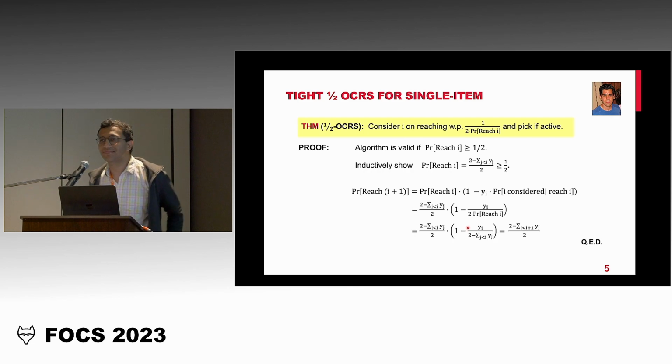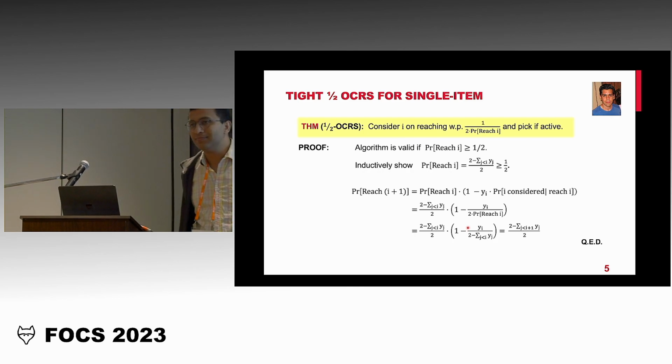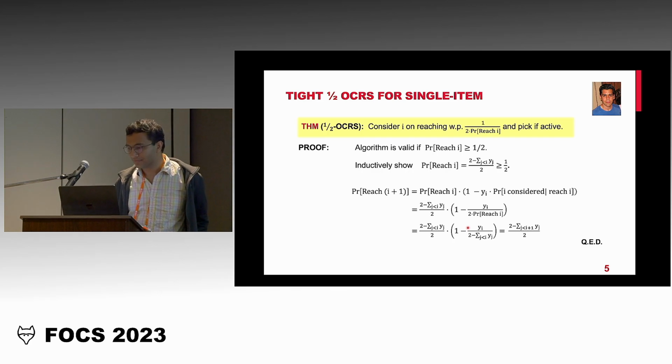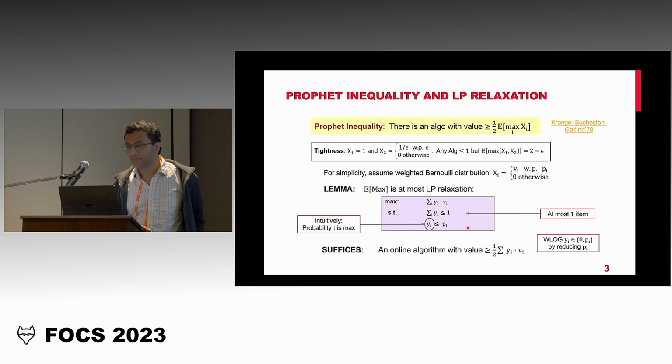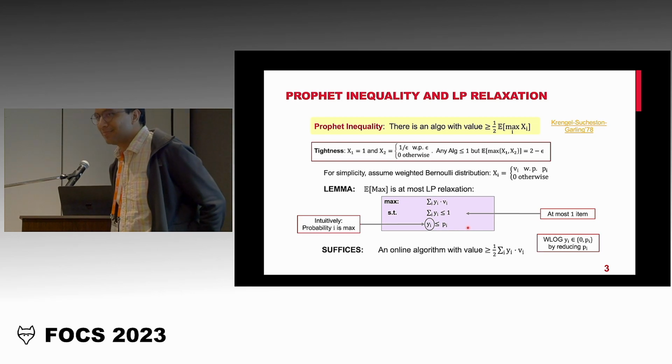I have a question about the LP that you use here. It seems to me that there's this possibility of writing a constraint, for example, that the sum of yi is at most the probability that at least one of these elements is active.